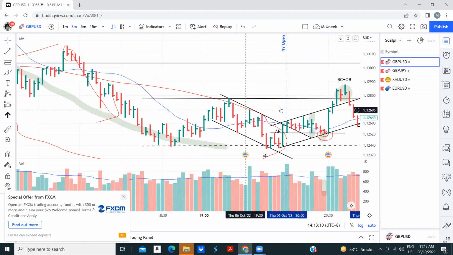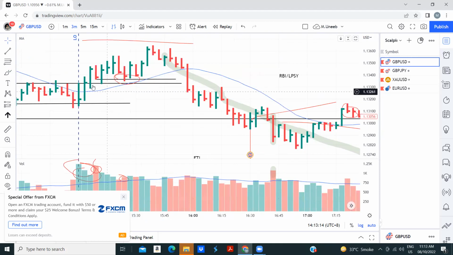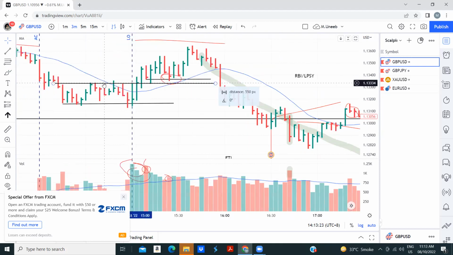Any confusion? No. Okay. Now, why did I mark this line here? Can you tell me? This line here.